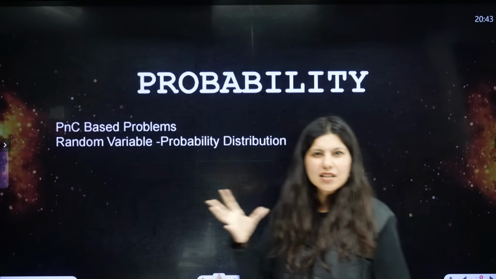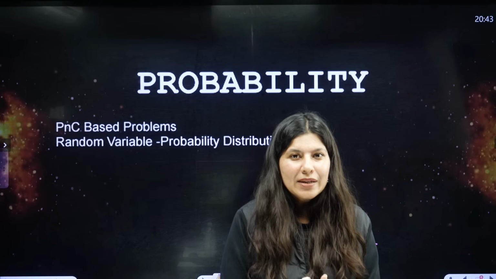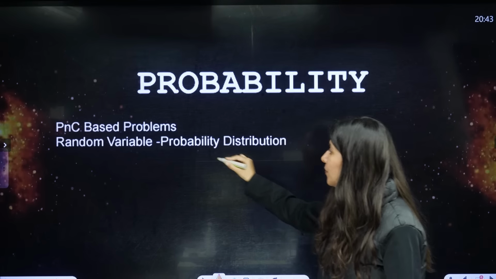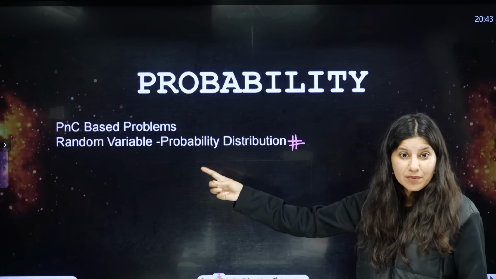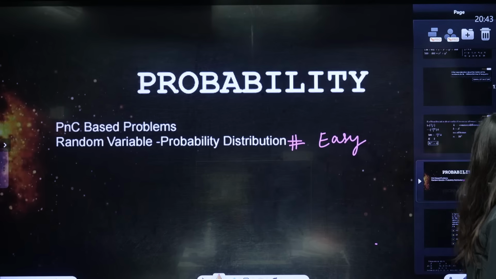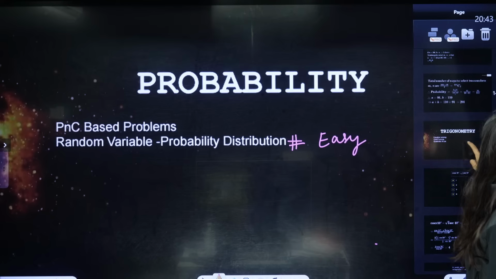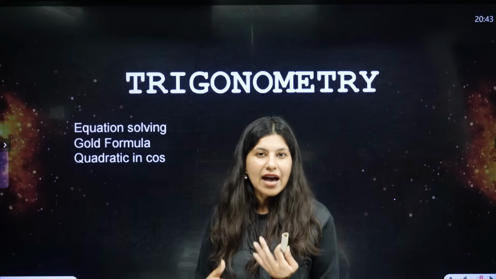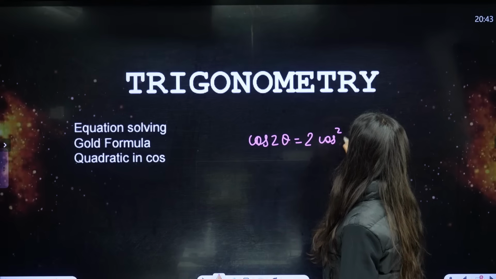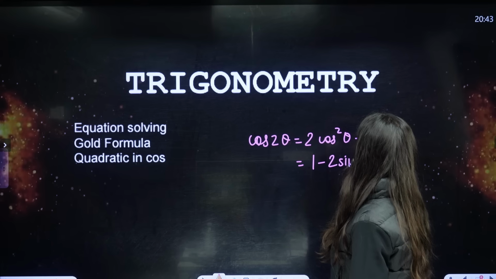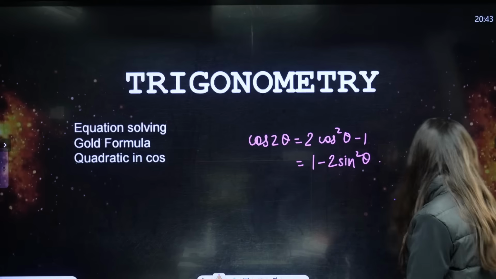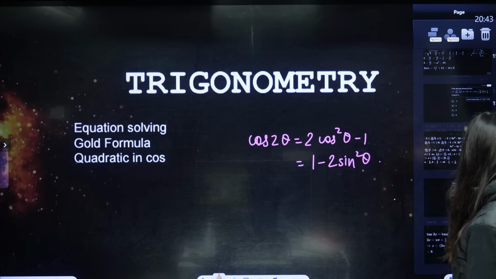Then probability, P and C based problems, the basic formula, probability equals favorable outcomes upon total outcomes, and random variable probability distribution. This is something which is important. Make sure you are doing it. Easy questions from probability distribution can be seen. Then trigonometry, equation solving, equations having trigonometry, then cos 2 theta: remember these two formulas, 2 cos square theta minus 1 and 1 minus 2 sin square theta. Quadratic equation in cos: whenever you see a quadratic equation in cos, you will be able to solve it. So these type of problems from trigonometry.